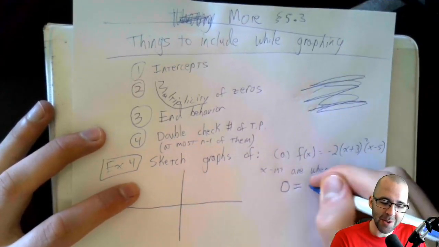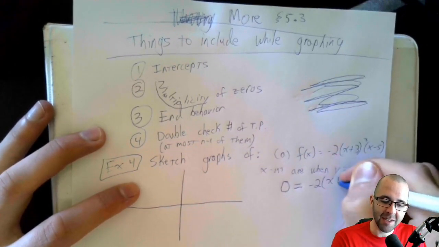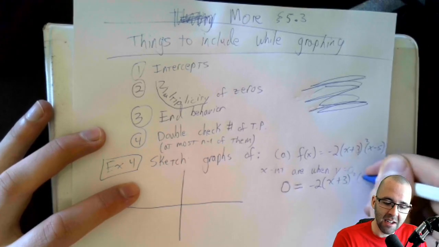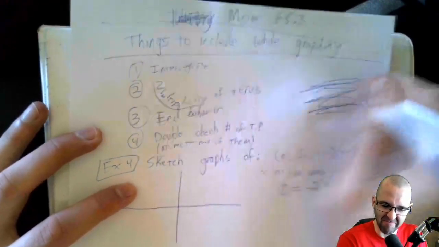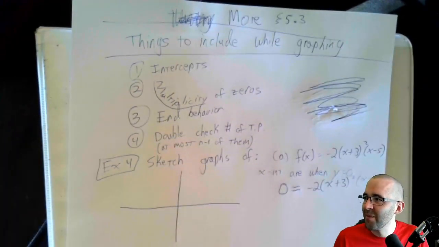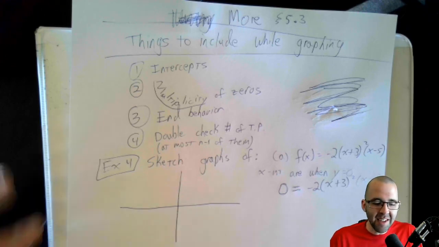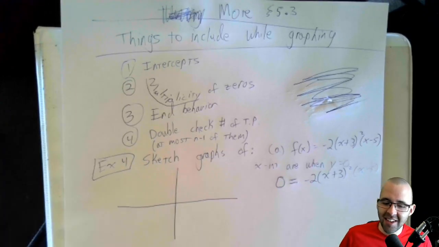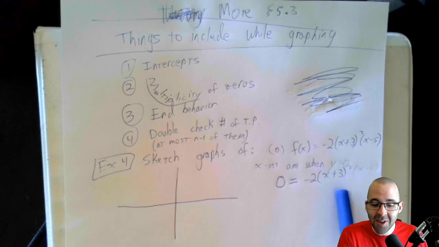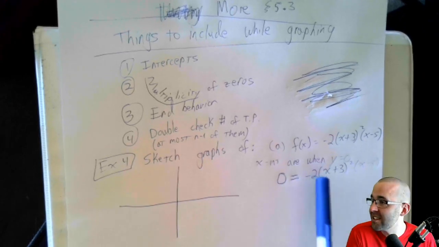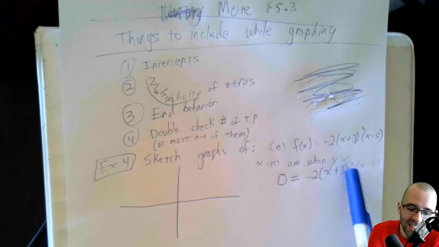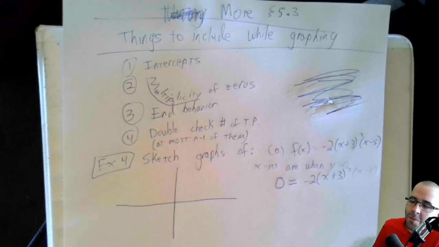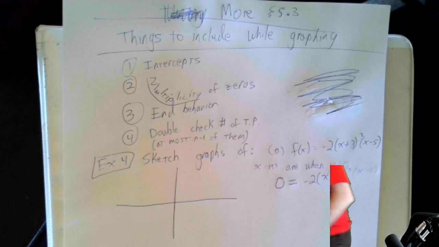When is 0 equal to -2 times (x plus 3) squared times (x minus 5)? I'm going to look for another pen. In the meantime, you guys tell me, I expect you to have the zeros and their multiplicity in the chat when I come back with a new pen. Tell me in the chat, what are the zeros and what are the multiplicities of those zeros?